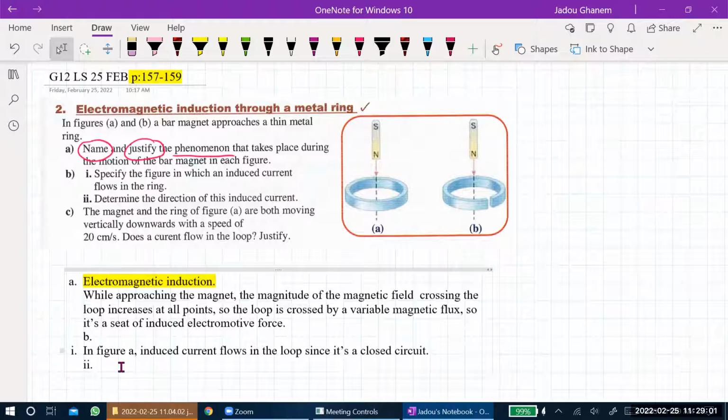So according to the right hand rule, if we just apply the thumb downwards, you will see that the current will be flowing clockwise here, not anti-clockwise. So how did you get this direction?